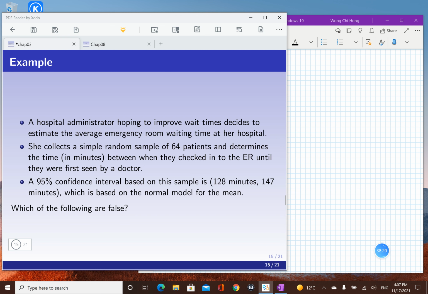Okay, suppose that we're collecting this sample randomly. We've got 64 of them, and suppose that we give them questionnaires or simply ask them how much time they have to wait until they were served. Suppose that they've got some sample mean value, and therefore a 95% confidence interval, giving us 128 minutes to 147 minutes, that is 2 to 2.5 hours. Assuming we've got a normal distribution and all that, etc.